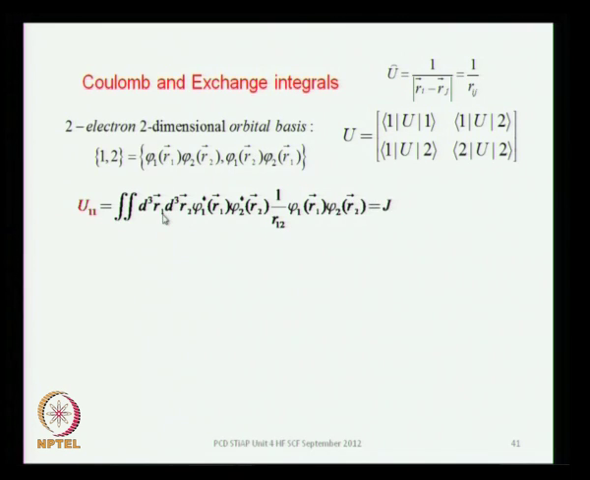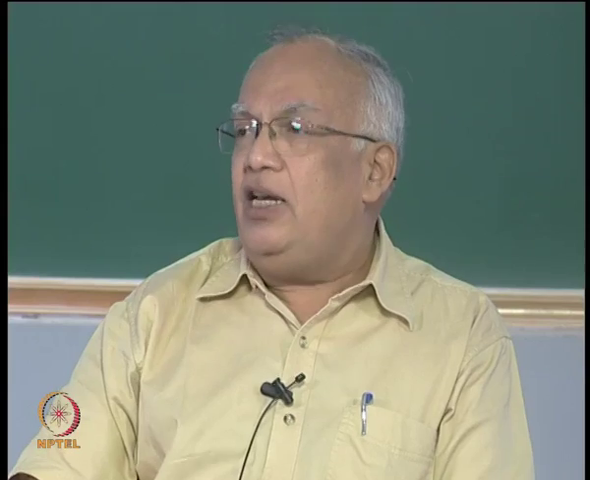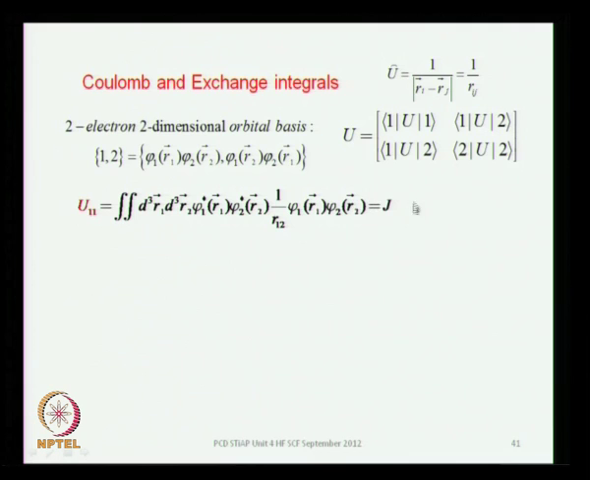R1 consists of 3 space coordinates, so this is actually a triple integration. Likewise, R2 is also a set of 3 coordinates. They could be x2, y2, z2, or r2, theta 2, phi 2 if you are using the spherical polar coordinates, no matter what, but you must integrate over all the variables over the entire space. So, this integral is U11, and this is often written as the Coulomb integral, written as J. Okay, this is the Coulomb integral.